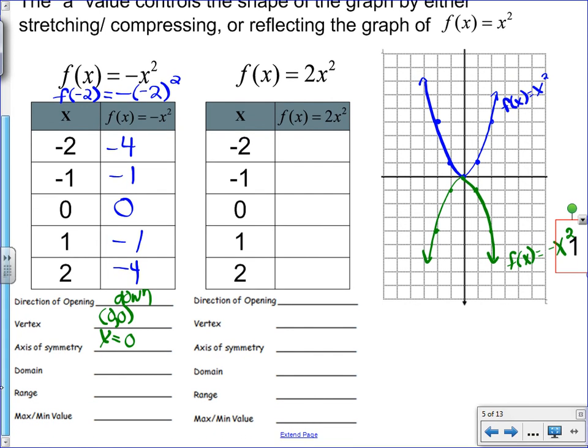My domain. David, what's my domain here? Yeah, it's an element of all real numbers. Okay, Nick, this one's a little bit tricky. My range. Does it have a maximum or a minimum here? Maximum. Why does it have a maximum, not a minimum?